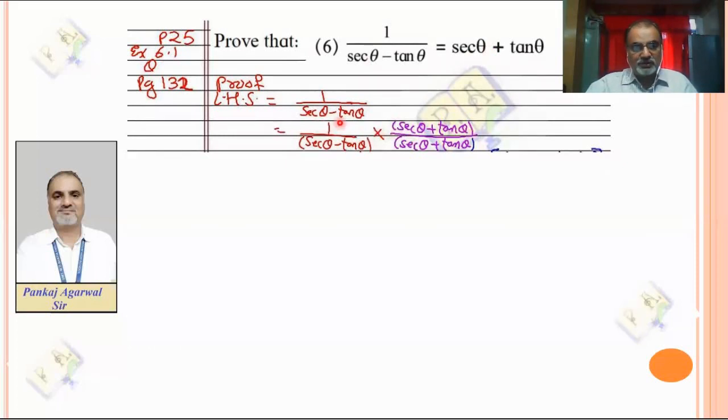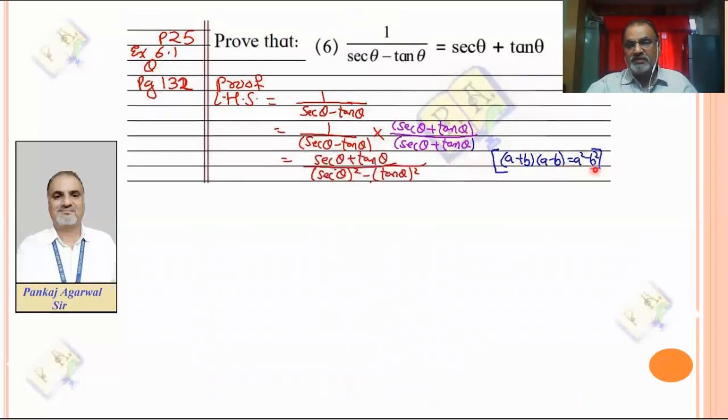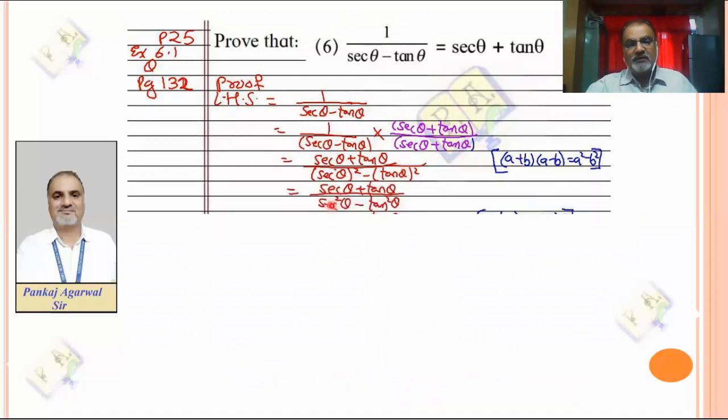I'll not touch the numerator. 1 into (sec theta plus tan theta) will remain same. But look at the denominator. (a minus b) into (a plus b) will become a square minus b square. That is (sec theta) the whole square minus (tan theta) the whole square. Numerator remains same. Again, I'll not touch the numerator. I'll open the denominator's bracket. It will become sec square theta minus tan square theta.